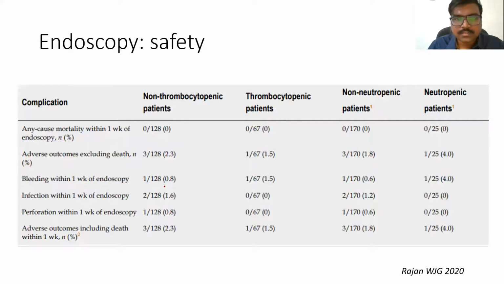So, how safe is it? This is a study which looked at the incidence of bleeding, infection, perforation, and mortality after endoscopy. They compared non-thrombocytopenic and thrombocytopenic, non-neutropenic and neutropenic patients. They found that the complications are very infrequent, but especially in neutropenic patients, the percentage of adverse events increases. So we have to be careful in neutropenic patients and wait until the absolute neutrophil count is more than 500.